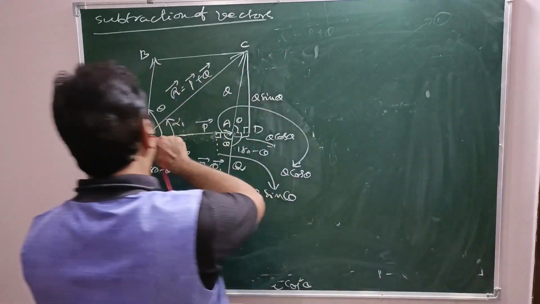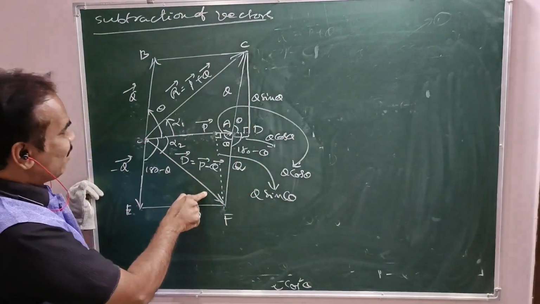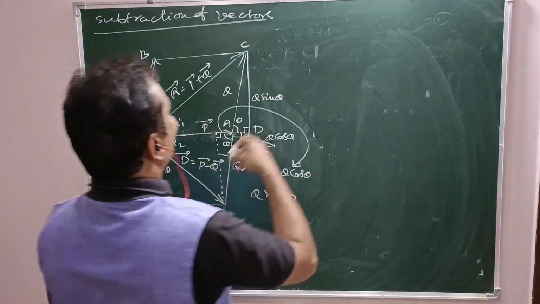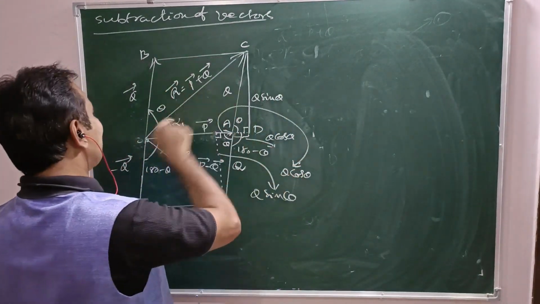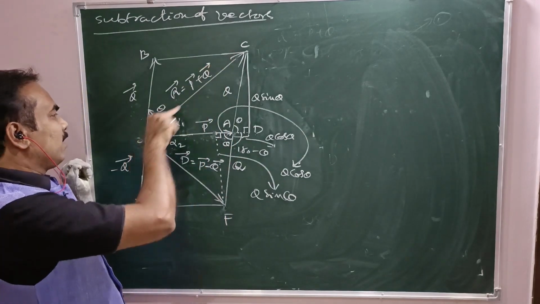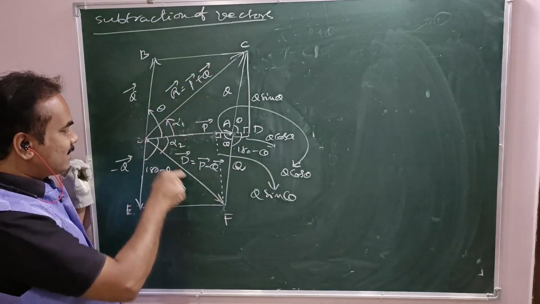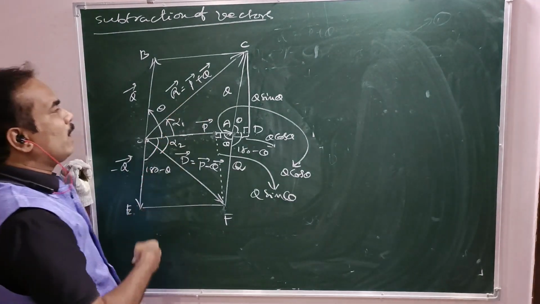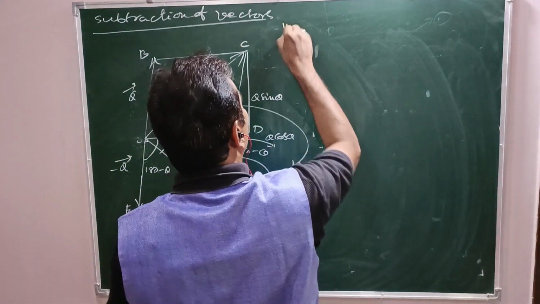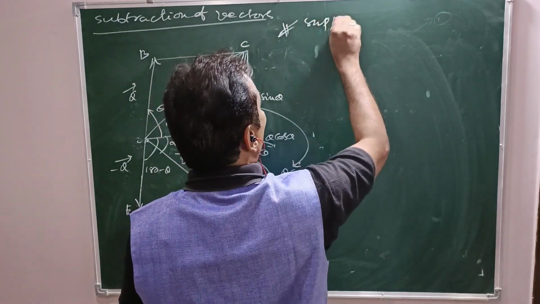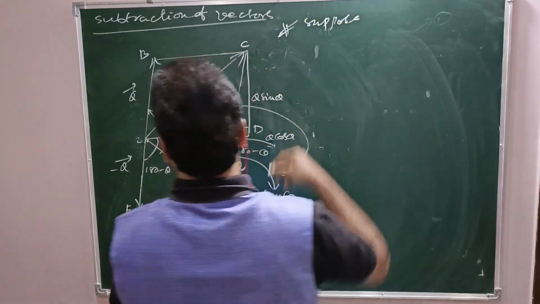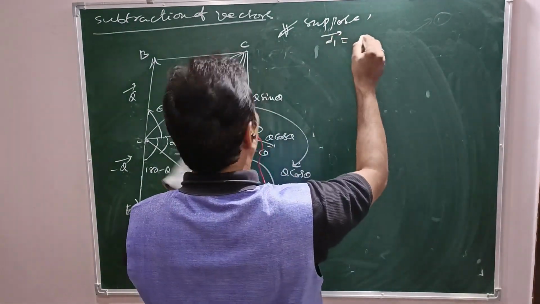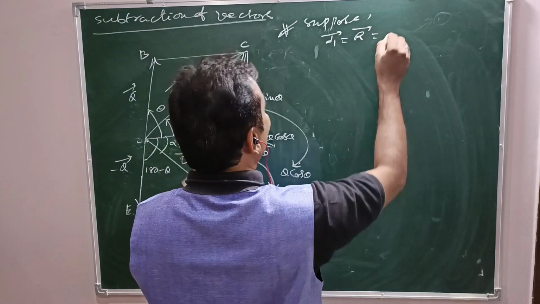Now, if I call it diagonal 1 and this diagonal 2, then R bar, as far as addition is concerned, is the first diagonal, and here it is the second diagonal. So here it is D1 bar, here it is D2 bar. Suppose in the adjacent diagram, D1 bar equals R bar equals P bar plus Q bar.